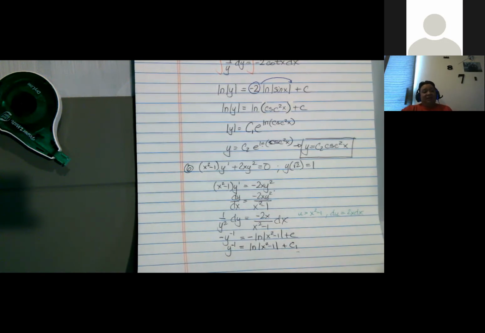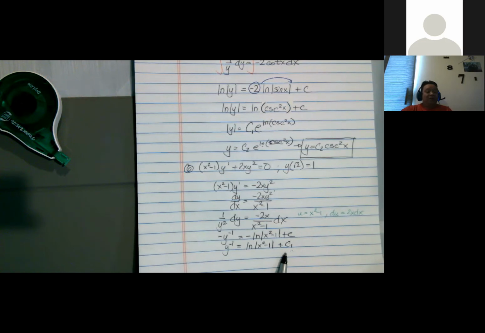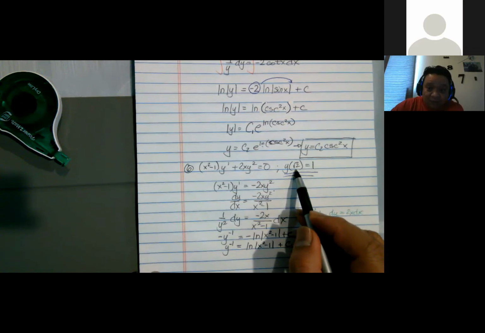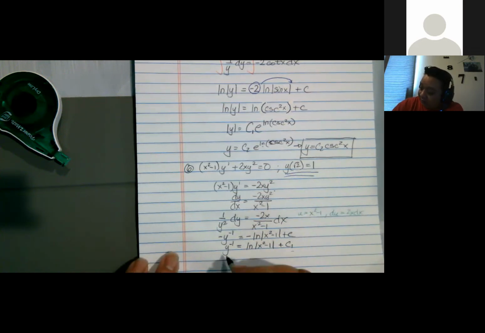Now on here, it is up to you when you want to find the constant. So you can find that now and then solve for y, or solve for y and then find your constant. So right now, I think it's easier if I solve for the constant now and then figure out what y is once I have the constant on there. So I'm going to go ahead and apply my initial condition. Okay. So x is radical 2, y is 1. So this becomes 1 to the negative 1 power is equal to ln of radical 2 squared minus 1 plus c1.